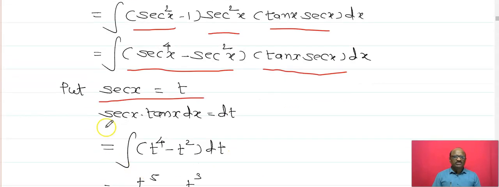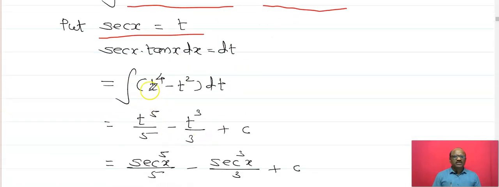Then what is its derivative? Sec x into tan x into dx is equal to dt. Therefore, I is equal to integral t raised to 4 minus t square into dt. Now integral of this. What is the integral of t raised to 4? That is t raised to 5 upon 5, minus what is the integral of t square? T square is t raised to 3 upon 3 plus c.